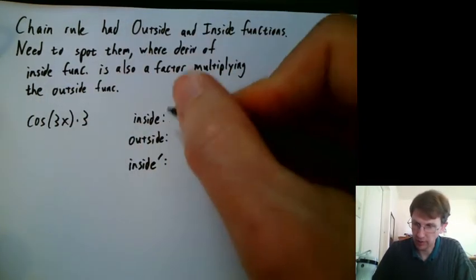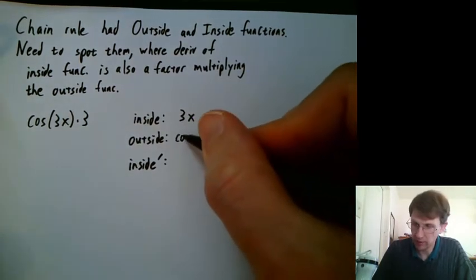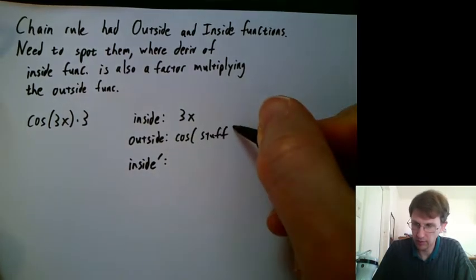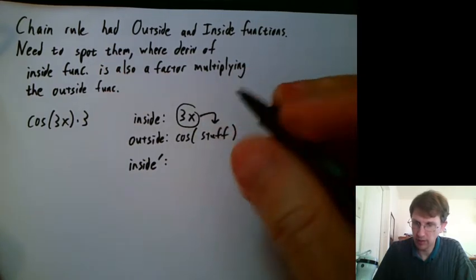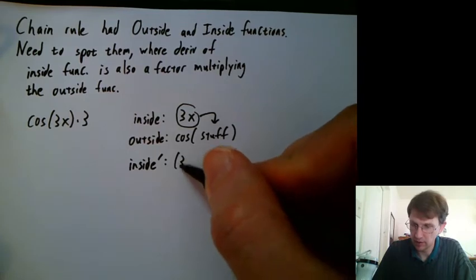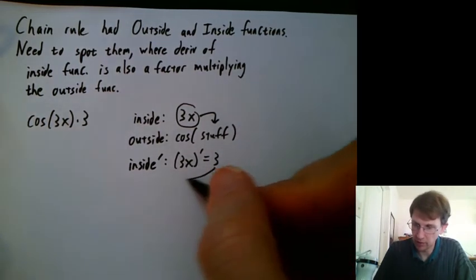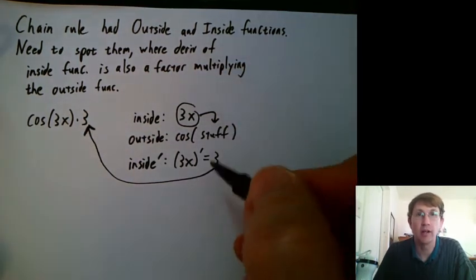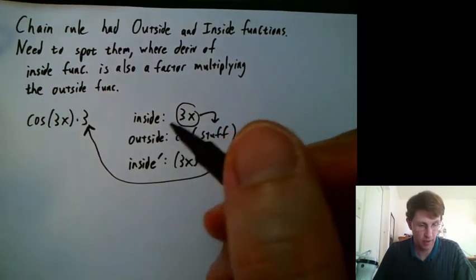So if I had cosine of 3x times 3, what would you say is the inside function? You'd probably say it's the 3x. What's the outside function? You'd say it's cosine of the 3x, or you could say cosine of stuff, and that 3x is the stuff, right? And then what's the derivative of the inside function? You'd say 3x prime is just 3, and lo and behold, there's a 3 sitting right there.